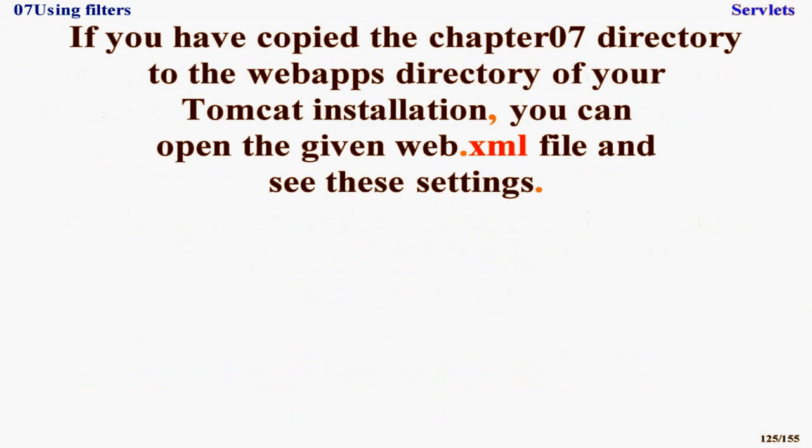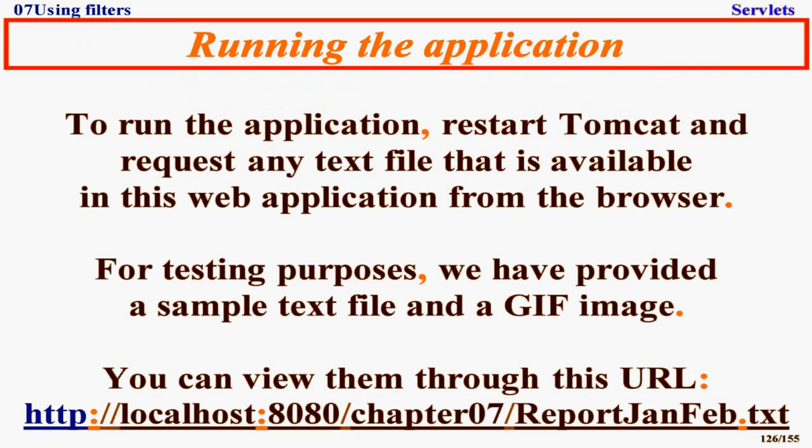If you have copied the Chapter 07 directory to the webapps directory of your Tomcat installation, you can open the given web.xml file and see the settings. Running the application. To run the application, restart Tomcat and request any text file that is available in this web application from the browser. For testing purposes, we have provided a sample text file and a GIF image. You can view them through this URL: http://localhost:8080/Chapter07/ReportGenFeb.txt.